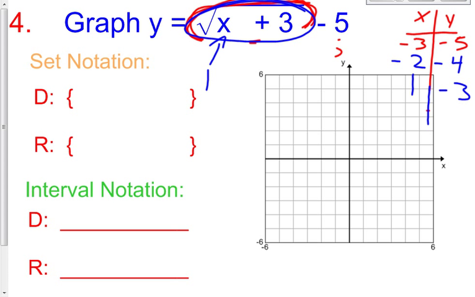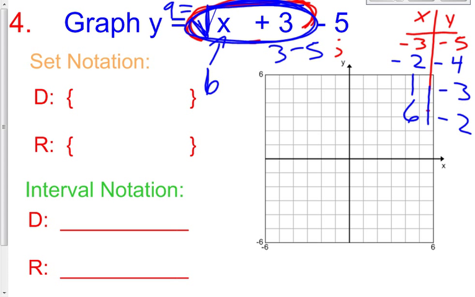Last one, we want this whole thing to equal a 9. So that means we have to put a 6 in for x, because 6 plus 3 is 9, and then the square root of 9 is 3. And then 3 minus 5 is -2. So when we put in 6 for x, we get -2.